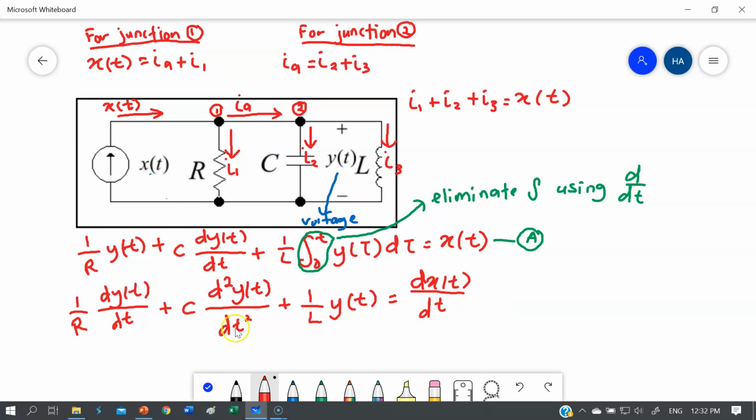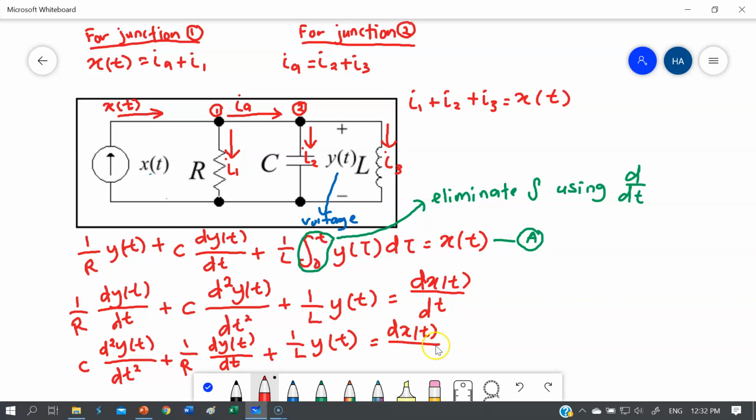Next we can rearrange this to make it look like the standard form of a differential equation. So we have C d square y of t over dt square plus 1 over R dy of t over dt plus 1 over L y of t equals dx of t over dt. So this is the differential equation that represents the RLC circuit over here.